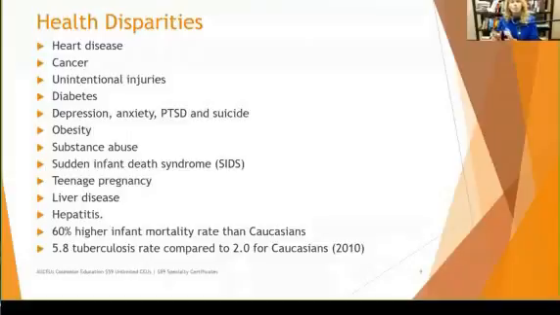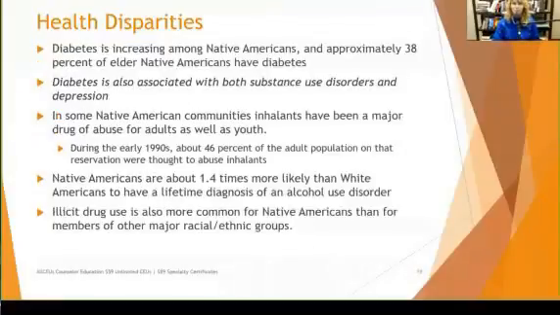Early intervention with health practices, education can also help with some of these things. You're not going to be tested on the health disparities. I just think it's important to understand that it's not just mental health, it's physical health, it's financial stability. A lot of different things can negatively impact this population.